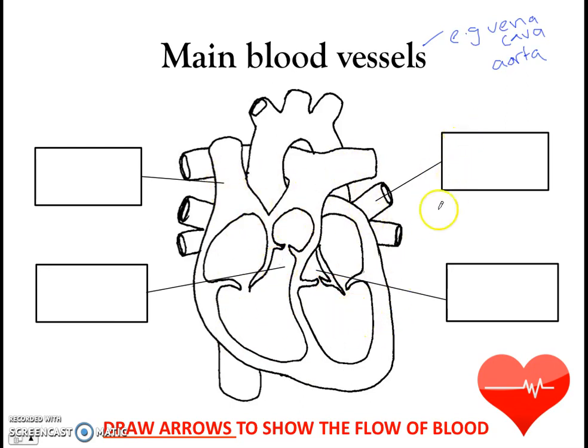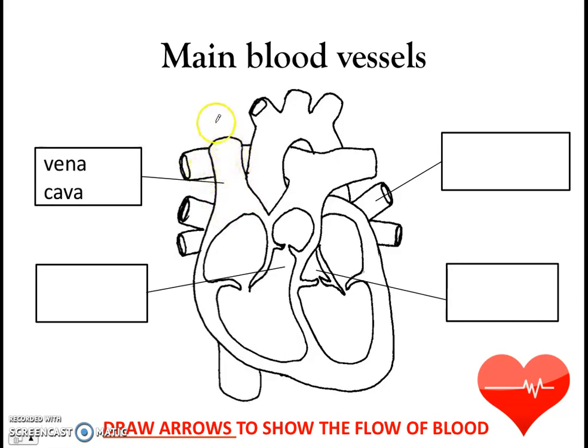So take out a pen. I would like you to label and also to draw arrows to show the flow of blood through the heart. That will be really helpful for you later on. So let's start with the blood vessel over here. This blood vessel is the vena cava.